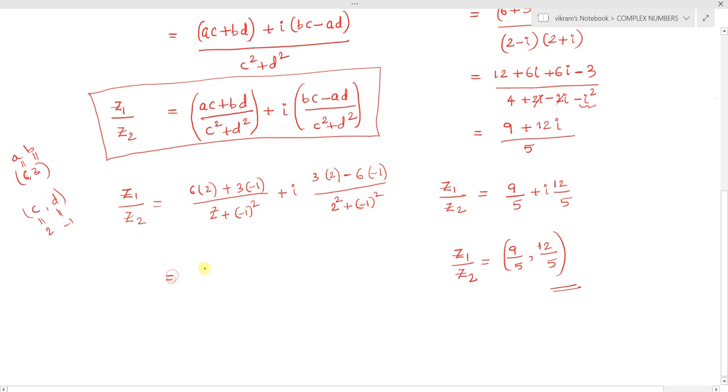So which is equal to 6 into 2, 12, minus 3, by 4 plus 1, which is 5, plus iota times of 6 plus 6 by 4 plus 1, 5. So 9 by 5 plus iota times of 12 by 5.